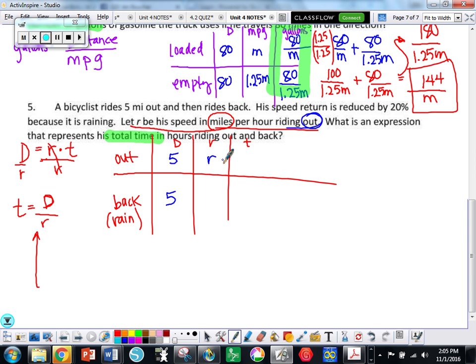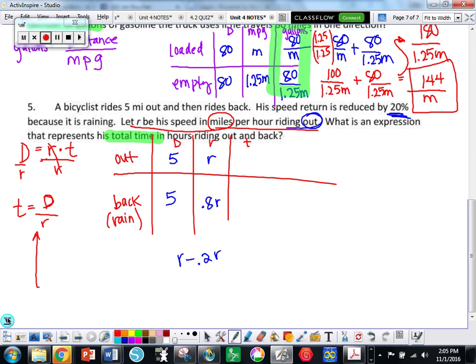Now, is his speed reduced or increased riding back? It's reduced. On the last one it was increased, so we added 0.25. Because this one's reduced, what do you think I'm going to do? Subtract 0.2. Why 0.2? So how did I get this? I said, well, my speed was R, but I'm subtracting 0.2R because I'm going slower. I'm reducing it. That's how I get the 0.8.